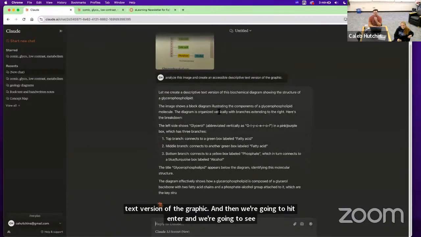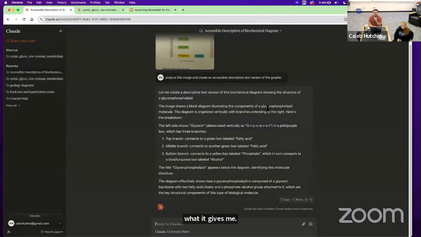The image shows a block diagram illustrating the components of a glycerophospholipid, I don't know how to say that word, molecule. The diagram is organized vertically with branches extending to the right. Here's the breakdown. The left side says glycerol, and then it kind of makes a mistake here and it says abbreviated vertically as, and then it spells out the word. It's not an abbreviation, it's just showing that organizing the text vertically, and it doesn't quite understand what that means, but it did get that it's glycerol.